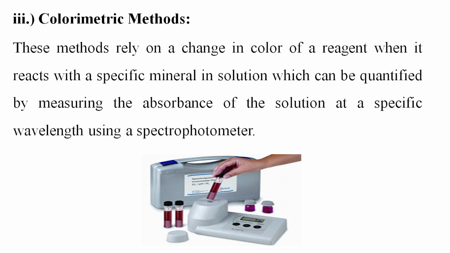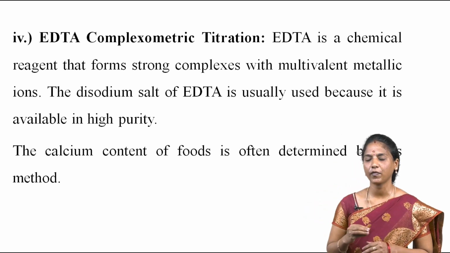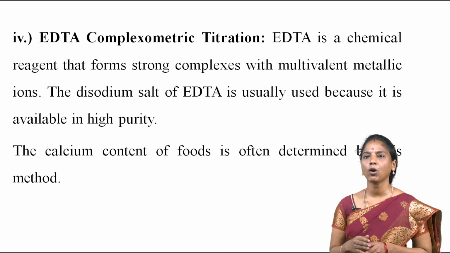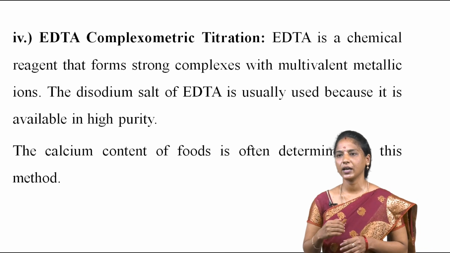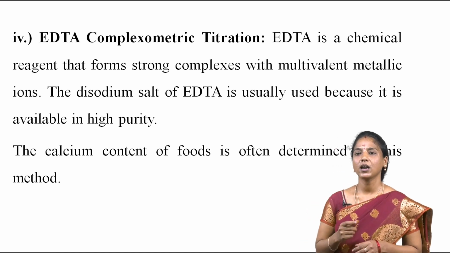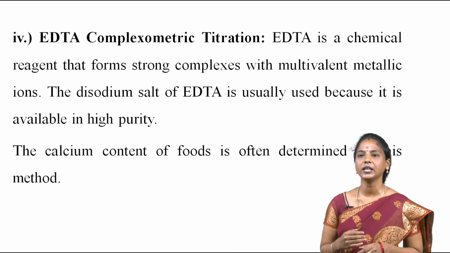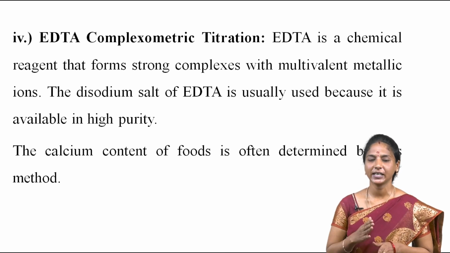And the next one is EDTA complexometric titration. EDTA is a chemical reagent that forms strong complexes with multivalent metallic ions. The disodium salt of EDTA is usually used because it is available in high purity. It is Na2H2Y. The calcium content of foods is often determined by this method. The food sample is diluted in water and made alkaline, pH 12.5 to 13. An indicator that can form a colored complex with calcium is then added to the solution, and the solution is titrated with the EDTA.